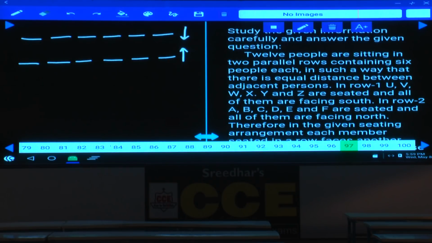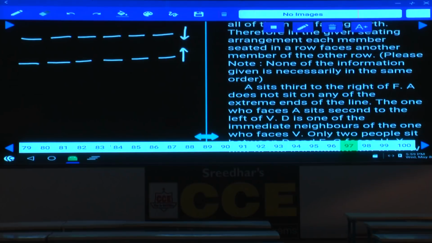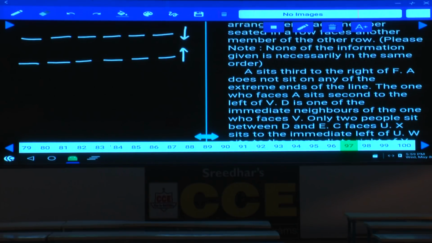A sits third to the right of F. Tell me where this A is. If F is here, A sits third to the right of F, and A does not sit at any of the extreme ends. So what is the other possibility we have? 1, 2, 3, 4, 5, 6. It is also 1, 2, 3, 4, 5, 6.